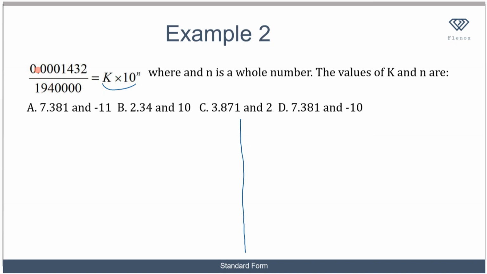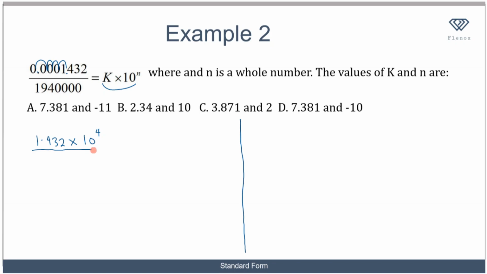First, let's write these two numbers in standard form. So the first one, I need to shift the decimal point from here to this point here, so I can have a number 1.432, which is between 1 and 10. So that will be 1.432 times 10 to the power of, how many places did I move it? I moved it 1, 2, 3, 4. I moved it 4 times. That will be times 10 to the power of 4.